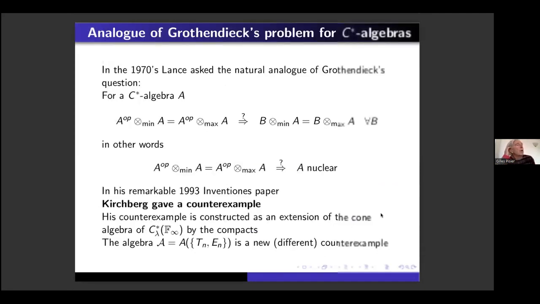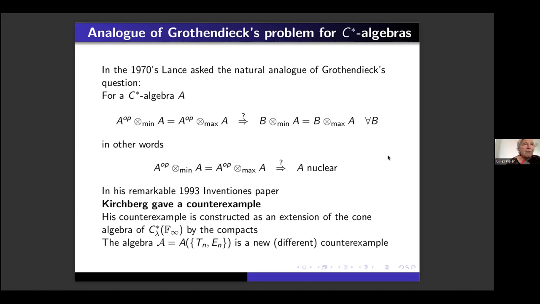So the analog of Grothendieck's problem for C-star algebras was, of course, raised by operator algebraists. In the 70s, Chris Lance asked the natural analogous question. He asked whether, if you have a C-star algebra A and you assume that the minimal and maximal tensor product coincide on A opposite tensor A, then does it follow that the same is true when we replace the opposite algebra by any C-star algebra? In other words, whether this forces the algebra to be nuclear.